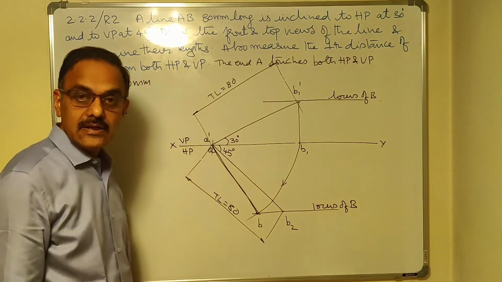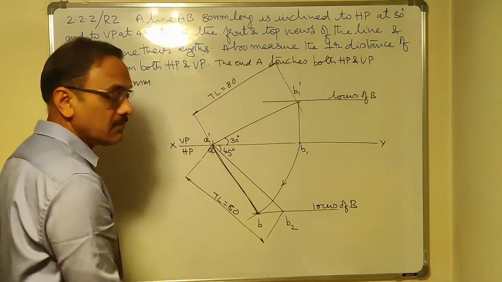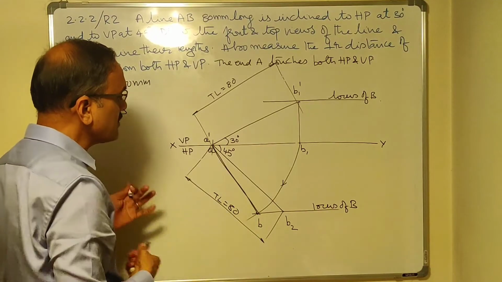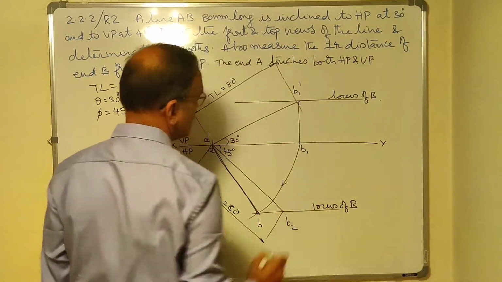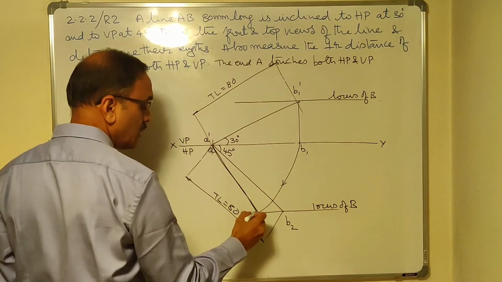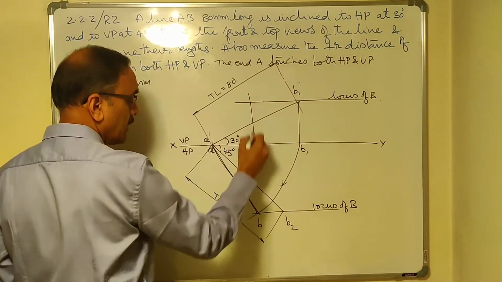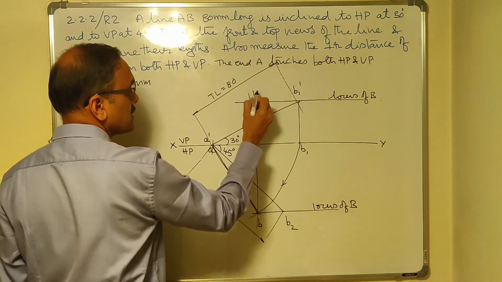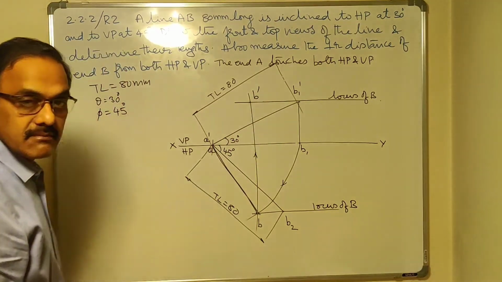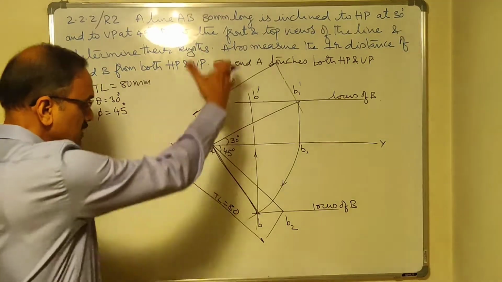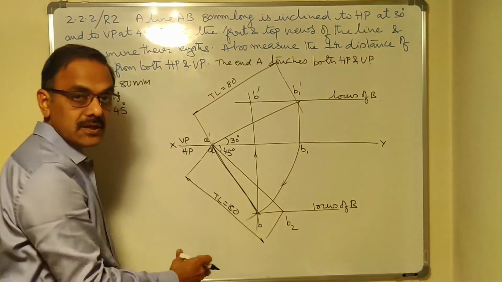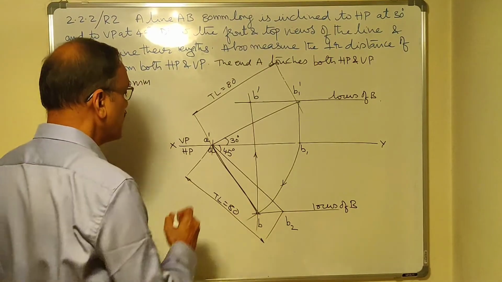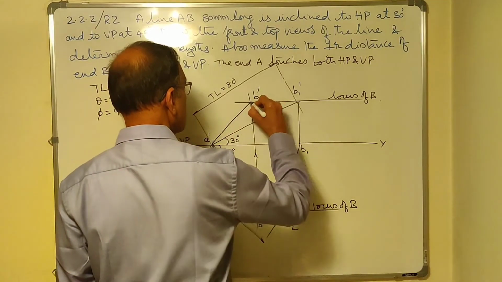Once you get B, it's easy to locate B dash in the front view, because B and B dash should lie on the same projector. And you already have the locus of B here. So to locate B dash, from here I draw a projector perpendicular to XY. Wherever it intersects the locus, that is B dash. B and B dash have to lie on the same projector. They can't lie on two different projectors because it's just one point B. Once you get B dash, connect A dash with B dash using a dark line.